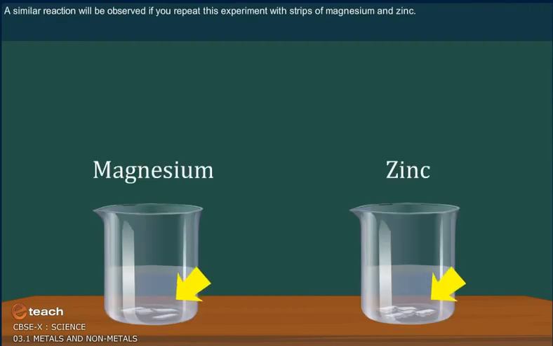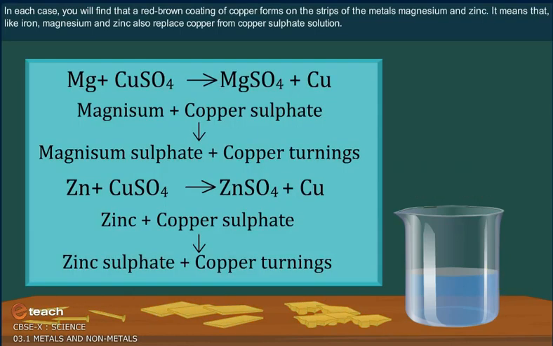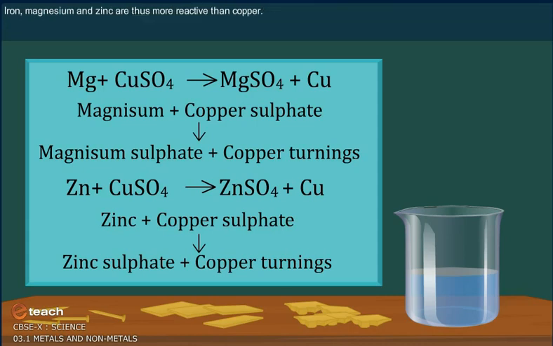A similar reaction will be observed if you repeat this experiment with a strip of magnesium and zinc. In each case, you will find that a red-brown coating of copper forms on the strips of metal, magnesium or zinc. It means that like iron, magnesium and zinc also replace copper from copper sulfate solution. Iron, magnesium and zinc are thus more reactive than copper.